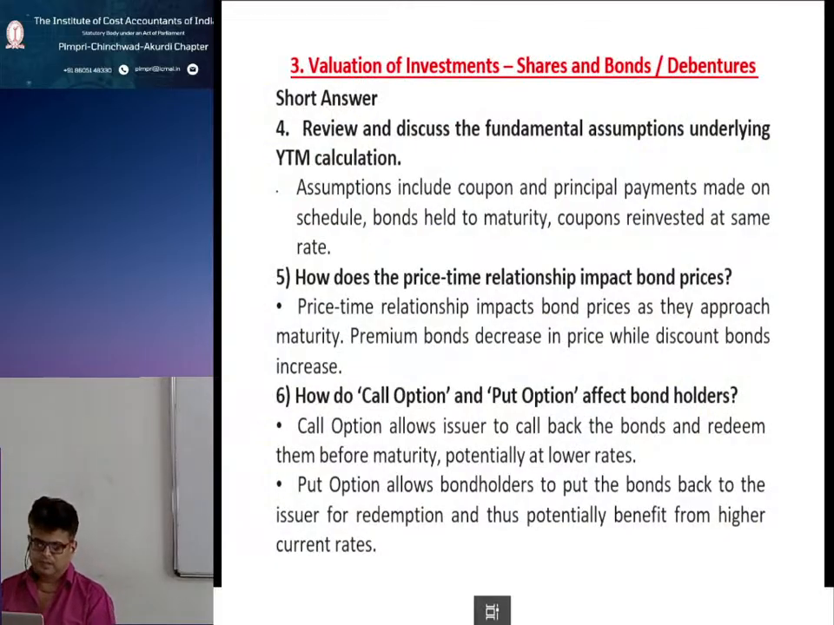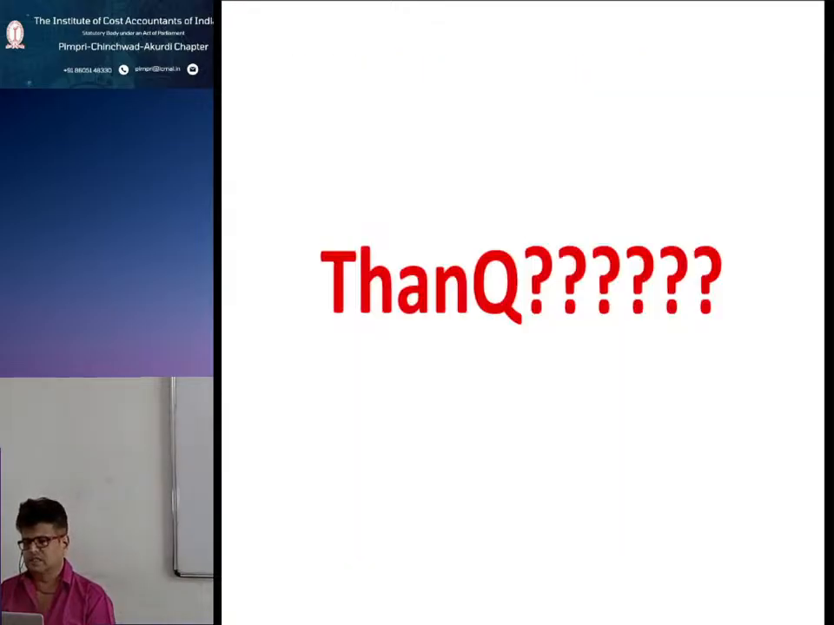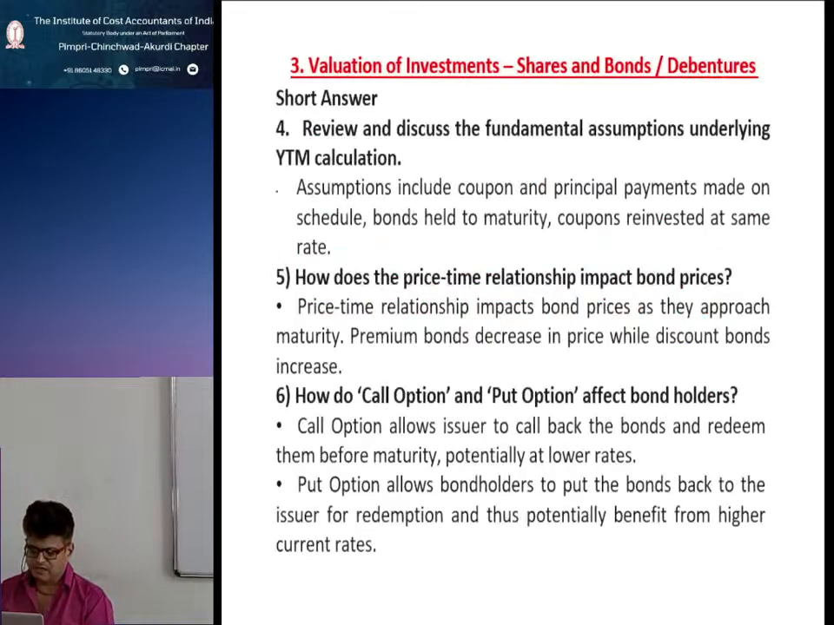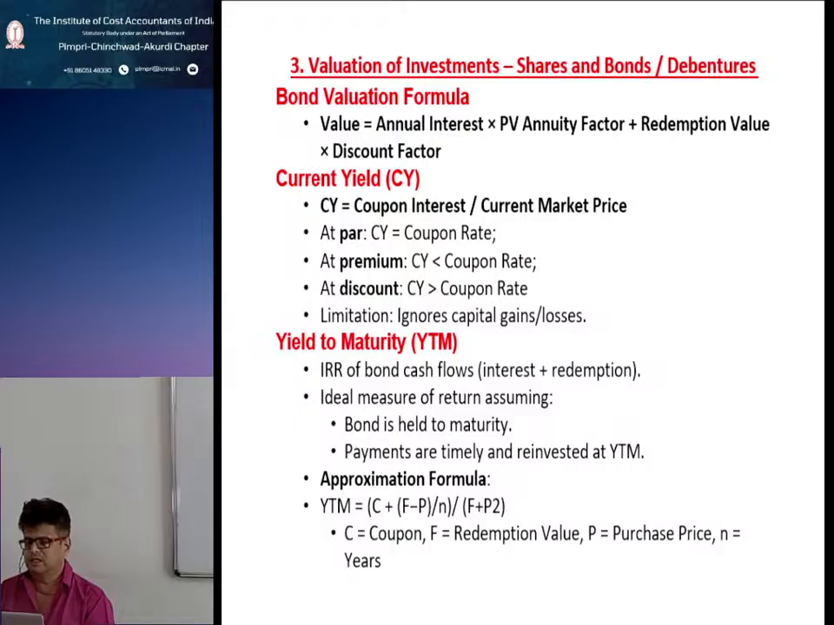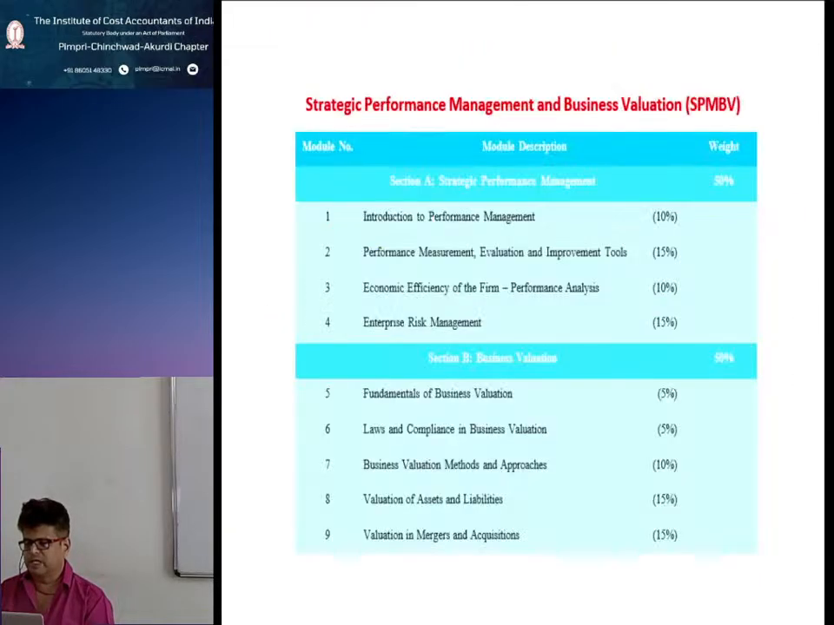Yeah. So how do call options and put options affect bondholders? The call option allows issuer to call back the bonds and redeem them before maturity, potentially at lower rates, and put option allows bondholders to put the bonds back to the issuer for redemption and thus potentially benefit from higher current rates. Yeah, so with this, in a way, we conclude the chapter or theory which has been covered in the syllabus of the study material that has been provided.